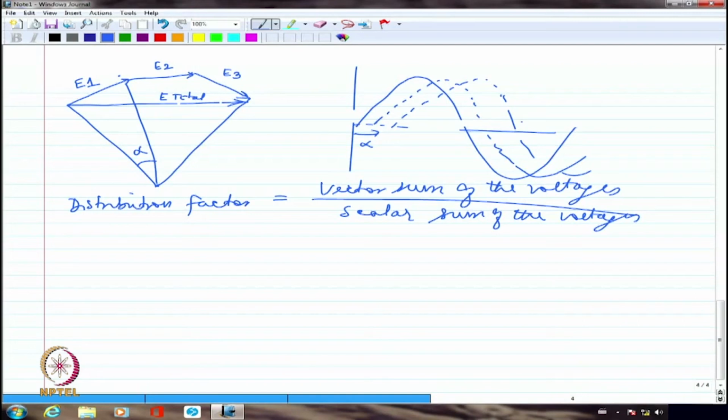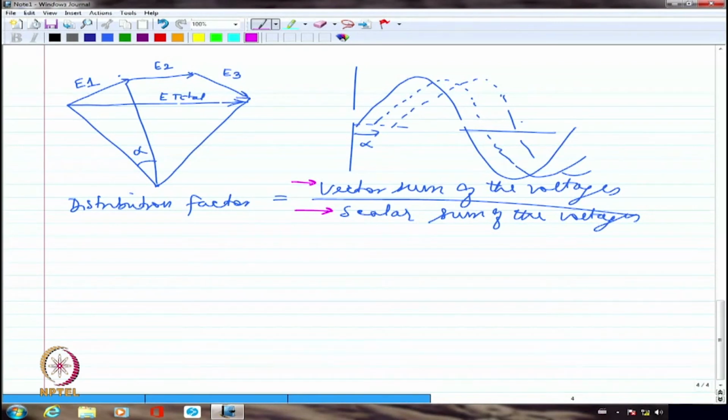Whereas in the case of a synchronous machine, there is a phase shift because I'm going to have them spatially distributed. That is the reason. So this scalar sum is similar to the transformer voltage, whereas the vector sum is whatever I get in an induction machine or synchronous machine.